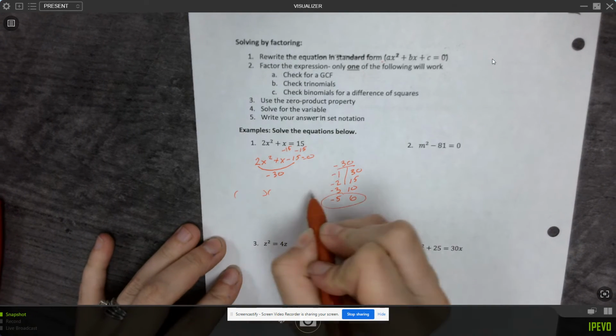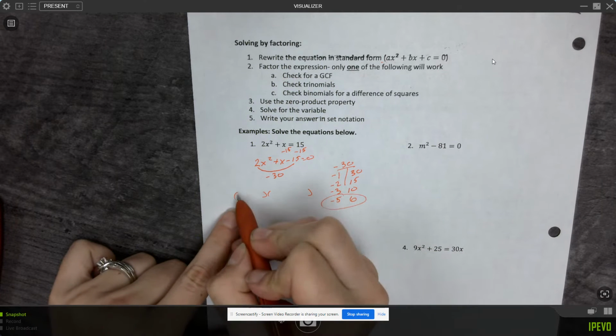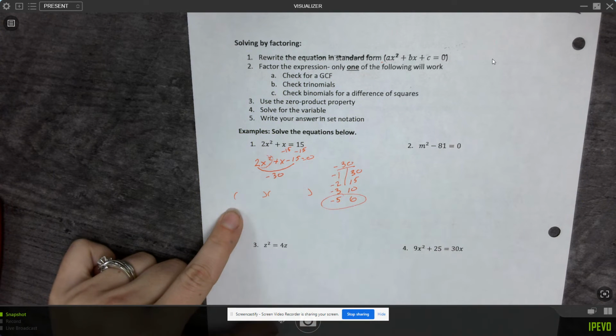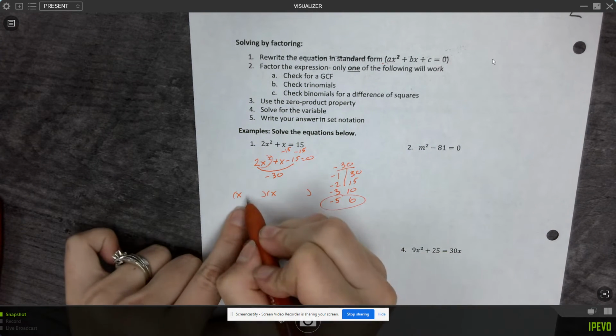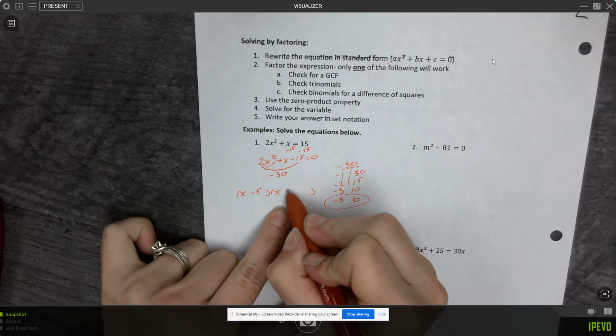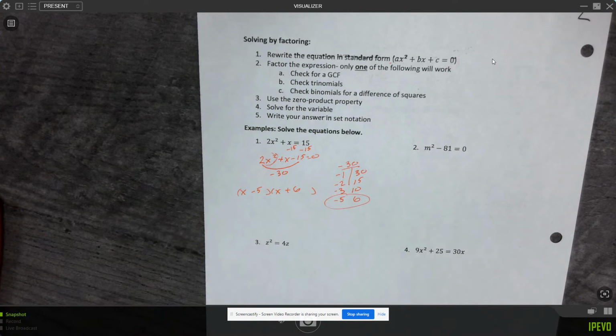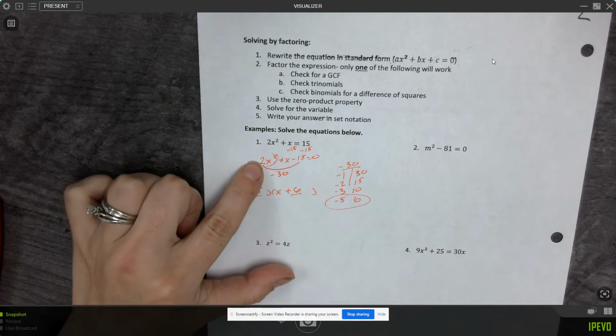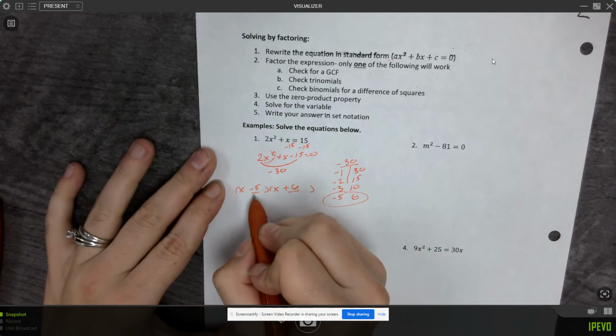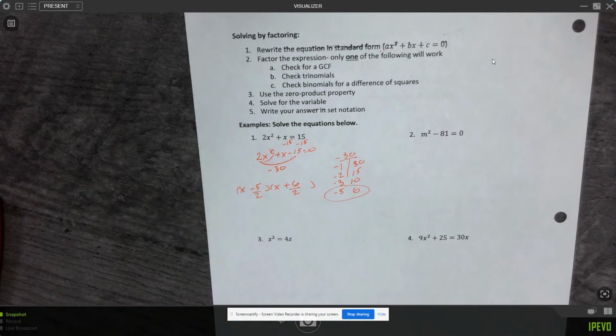So when you factor these, you take this variable and half of its exponent. So I'm going to do x and x. I'm going to put a minus 5 in one and a plus 6 in the other. And then you are going to divide both of those by your a value, which was 2. Then you're going to check, can I divide it? Can I reduce the fraction?